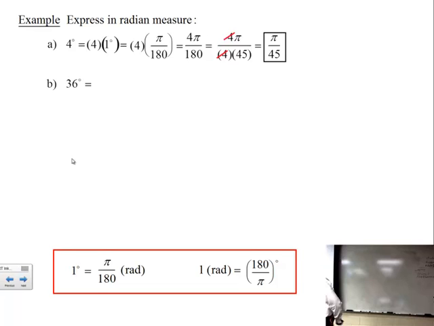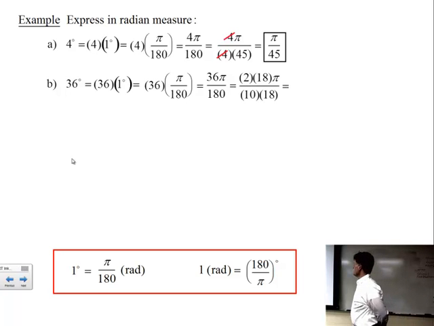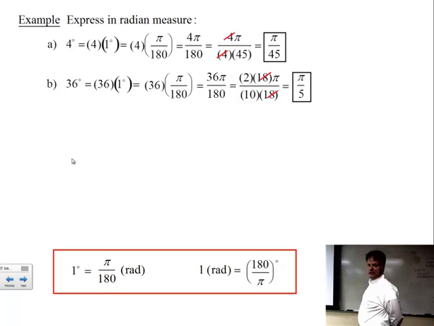36 degrees. 36 times pi over 180. And this definitely simplifies to what? Don't go to your calculator, unless your calculator can do this exactly. Yeah, so it's pi over 5. Okay.